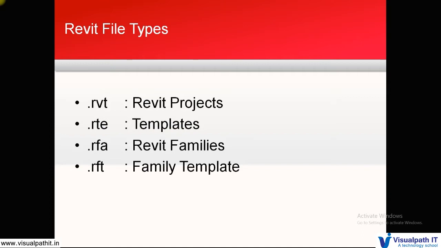Now, when we talk about the Revit file types, there are 4 types of file types which Revit supports. Like any software, if you say Excel, you save it in .xls. AutoCAD files are saved as .dwg. Here, the files are saved in 4 formats. So here we don't say file, here we say projects. So your Revit files will be stored as .rvt, Revit projects.